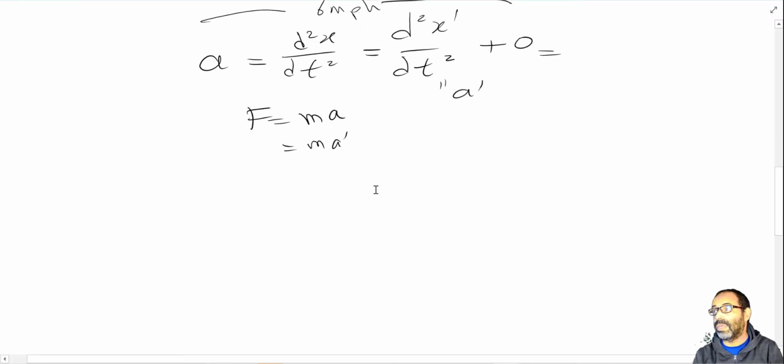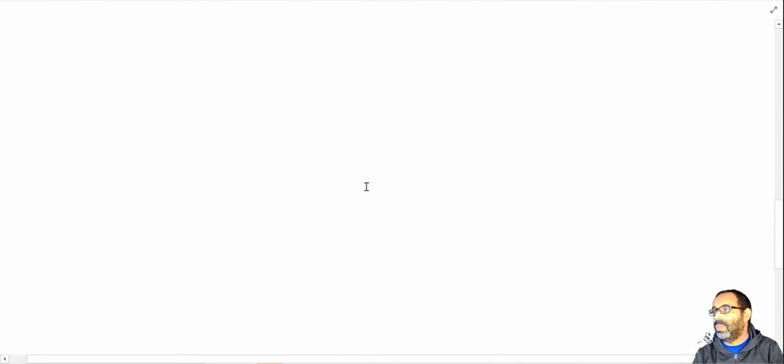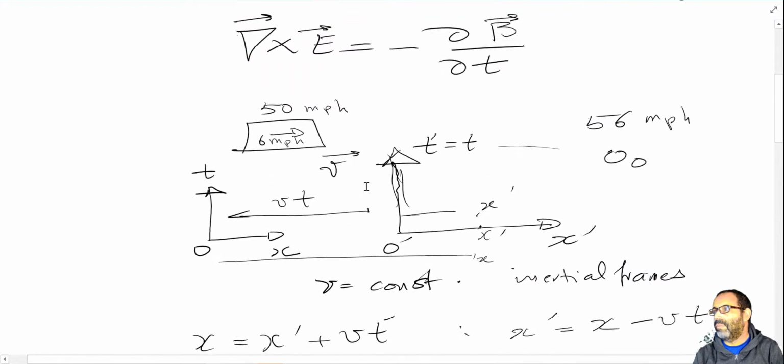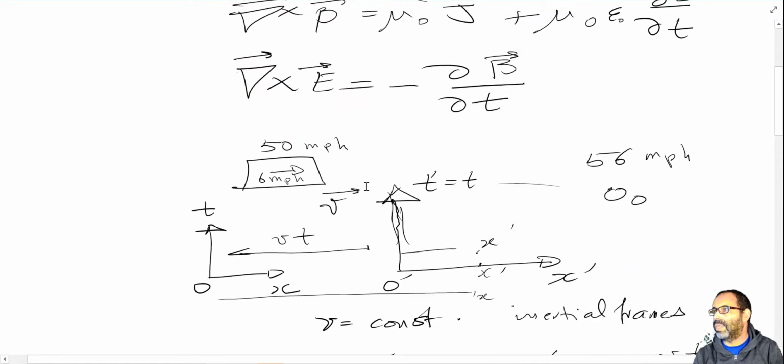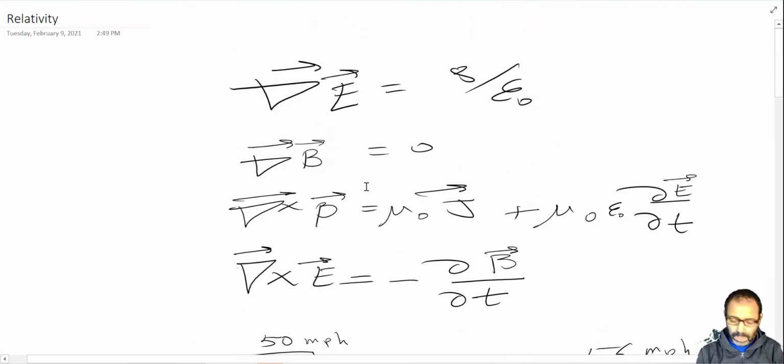As long as these observers are not accelerating, as long as they have a speed that is constant between them. So that's something that we knew from the time of Galileo, even before Mr. Newton and Einstein and everybody else. The problem with these equations is they're not consistent with that.